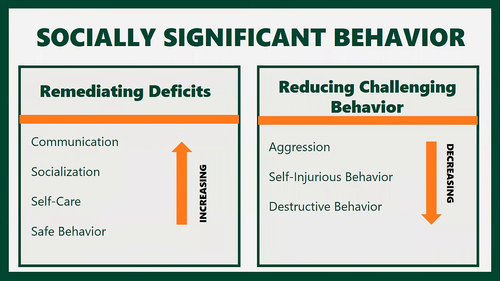And so the things that ABA tends to target, particularly in the autism population, are two things. One is behaviors that we can increase or improve, remediating deficits. So we spend a lot of time focusing on improving communication, improving socialization skills, improving self-care skills, and also safe behavior practices, right? We want individuals to learn how to maintain their safety throughout their day, and so we work on those kinds of things.